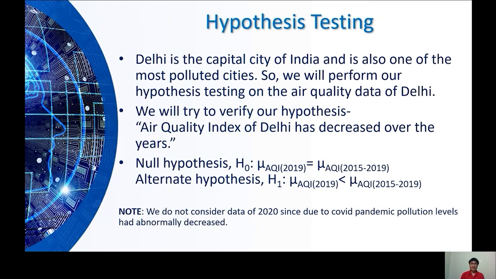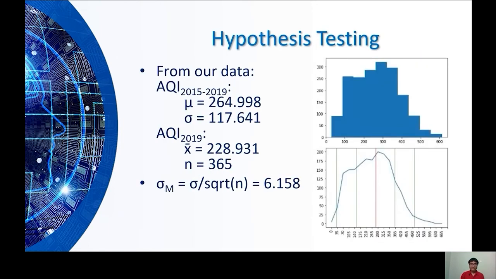So, our null hypothesis is that the mean AQI of 2019 is equal to the mean of the distribution over 2015 to 19, while our alternate hypothesis is to prove that 2019 AQI mean is less than the distribution mean. We do not consider data of 2020 since there has been an abnormal decrease in pollution level since the COVID-19 pandemic. The following are the calculations for our hypothesis testing.